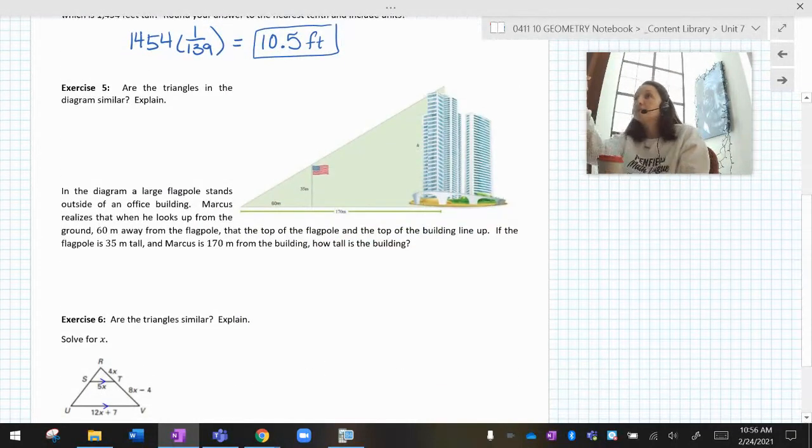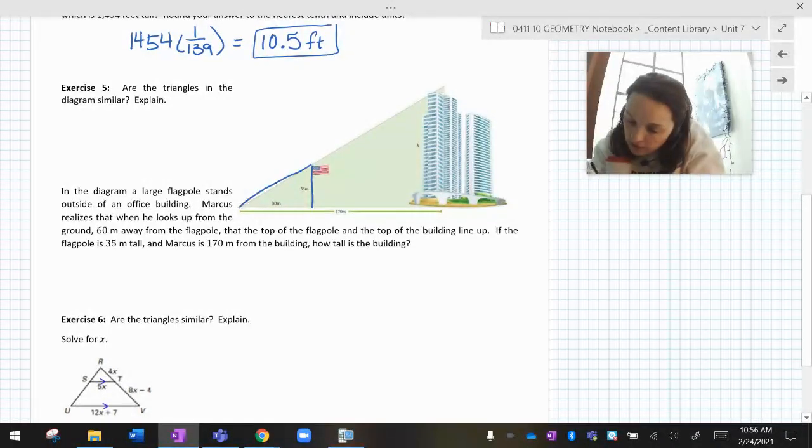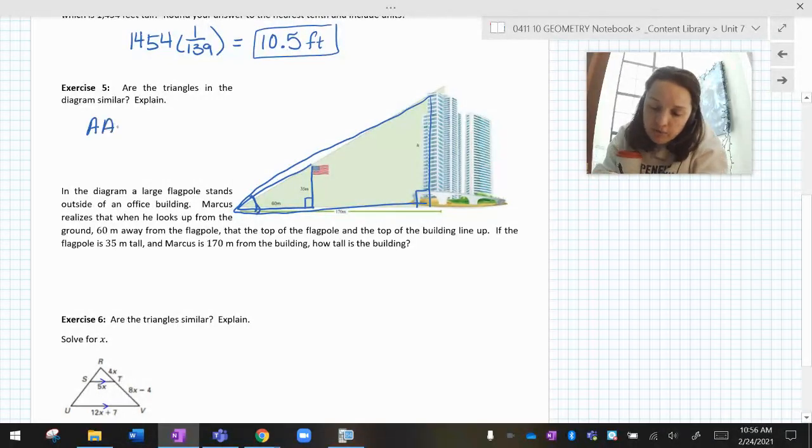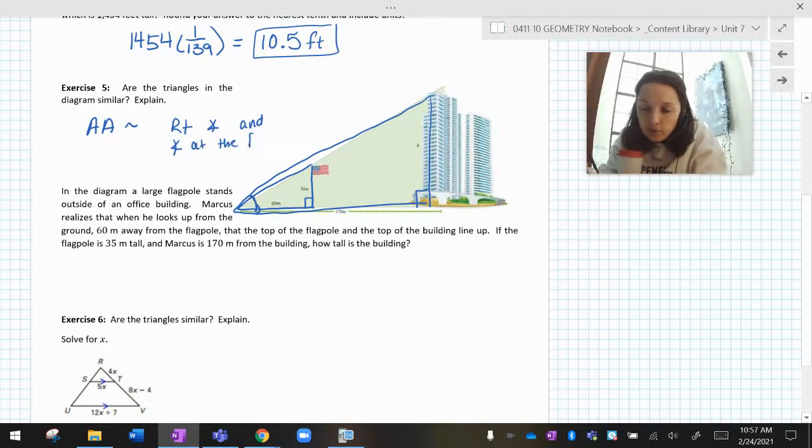Number five. Are the triangles in the diagram similar? Well, let's see. I have a triangle right here, and I have a triangle over here. And ostensibly, they should both have right angles, because I don't think I'd plant the flagpole at anything other than a right angle. And they both share this end. So yes, they are similar by AA, because they both have a right angle and the angle at the left, we'll call it.